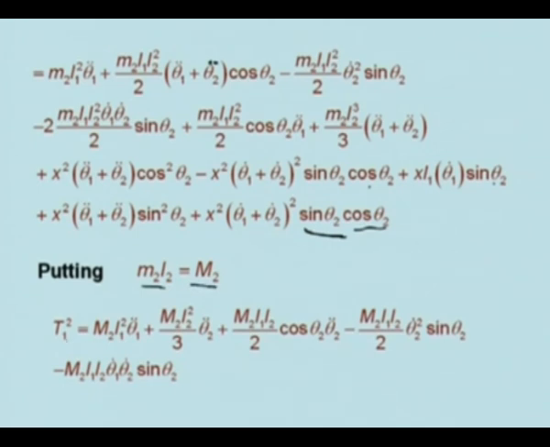Then you have T12, that means the torque required at joint O because of the motion of ring 2, that is M2 L1 square theta 1 dot dot plus M2 L2 square by 3 theta 2 dot dot plus M2 L1 L2 by 2 cos theta 2 theta 2 dot dot minus M2 L1 L2 by 2 theta 2 dot square sin theta 2 minus M2 L1 L2 theta 1 dot theta 2 dot sin theta 2.